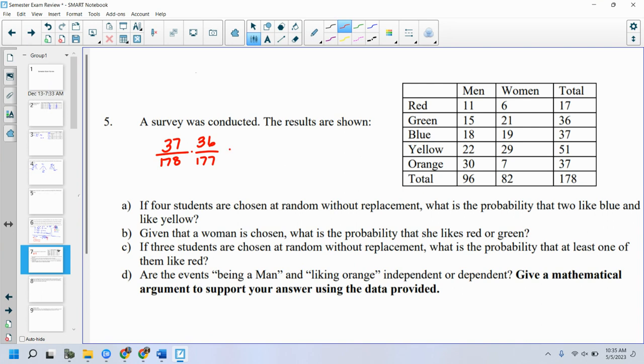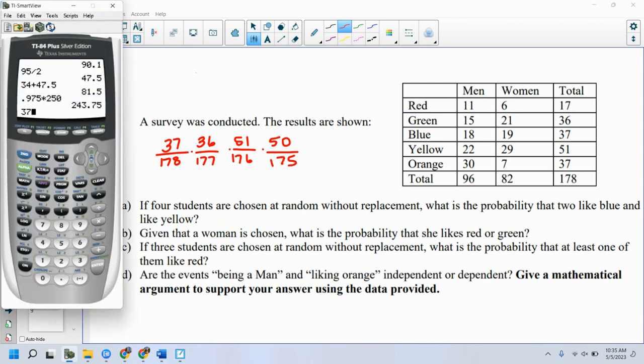What's the probability of 1 liking yellow? 51. We've already taken 2 students out, right? Oh, 175. And then we got 50 out of 175. Does that make sense? Yeah.